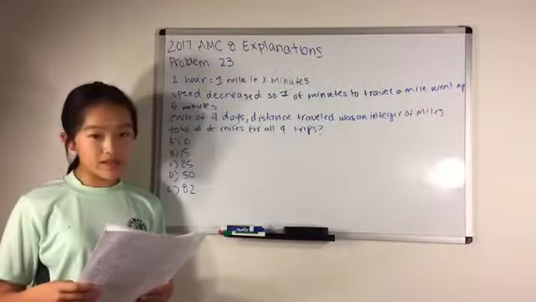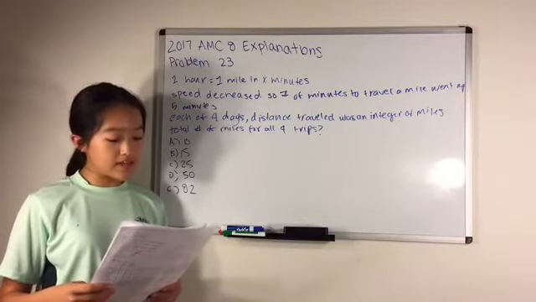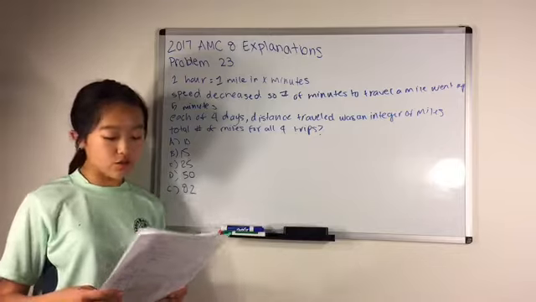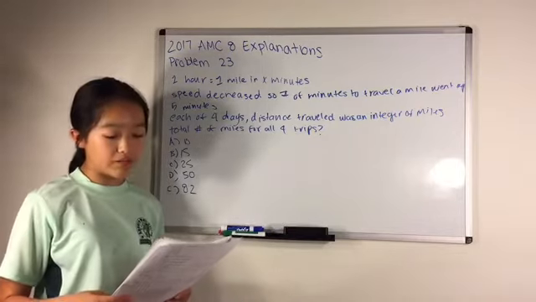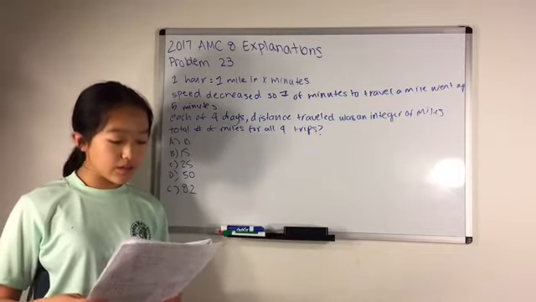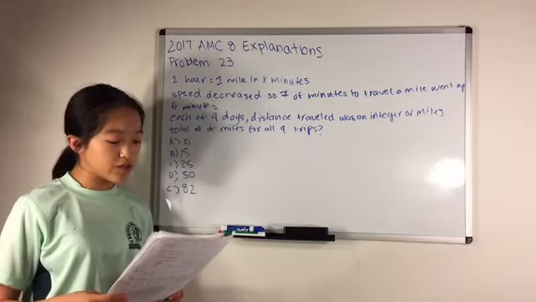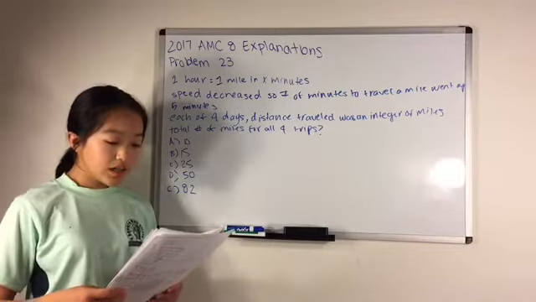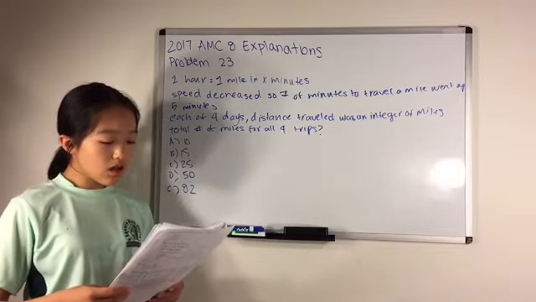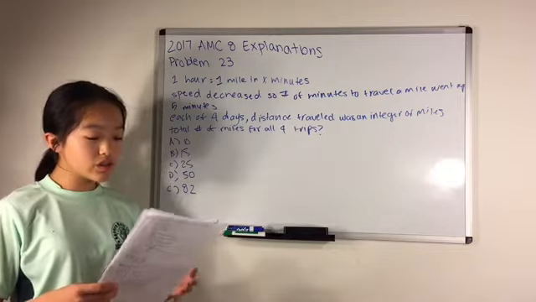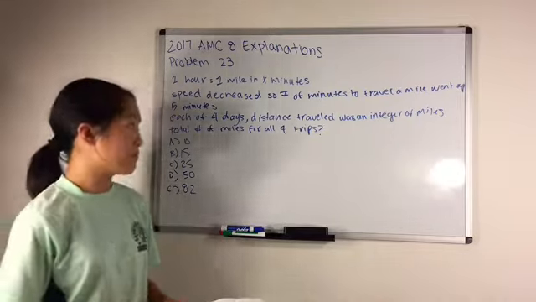Problem number 23 says, each day for 4 days, Linda traveled for 1 hour at a speed that resulted in her traveling 1 mile in an integer number of minutes. Each day after the first, her speed decreased so that the number of minutes to travel 1 mile increased by 5 minutes over the preceding day. Each of the 4 days, her distance traveled was also an integer number of miles. What was the total number of miles for the 4 trips?